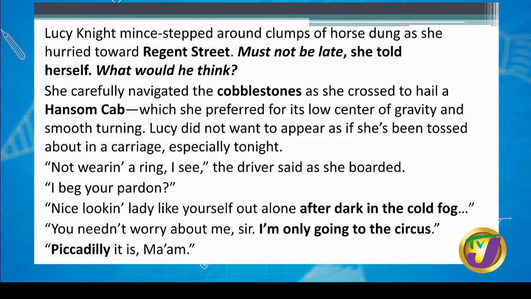And then the driver answers Piccadilly. So we know it's Regent Street, she's going to the circus in Piccadilly. We also know that she's taking a hansom cab, which is a horse-drawn carriage, a small one. And we know that she's walking on cobblestones. So right there, we know that this should be some European country. And if you know where Piccadilly is, then you'll know which country it is, which is England.